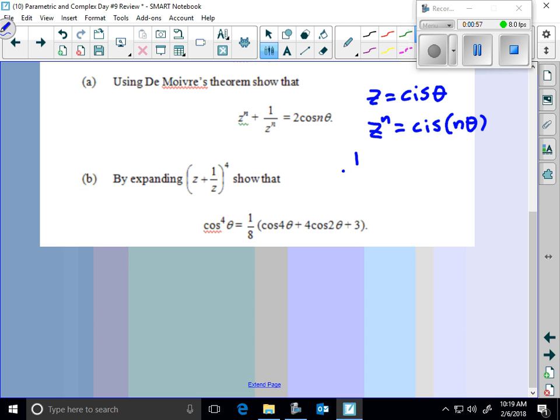Okay, this looks scary, right? But what's that equivalent to? z to what power? Negative 1, or the negative nth power. Therefore, z to the negative n is equal to, not cosine, cis negative n theta.